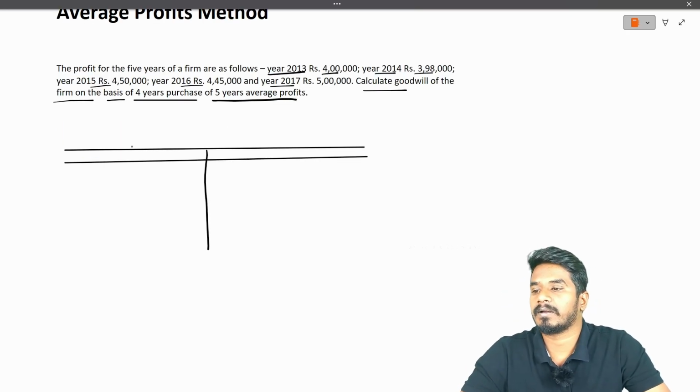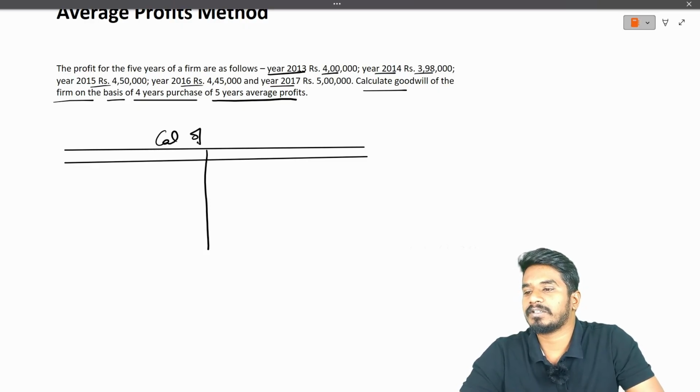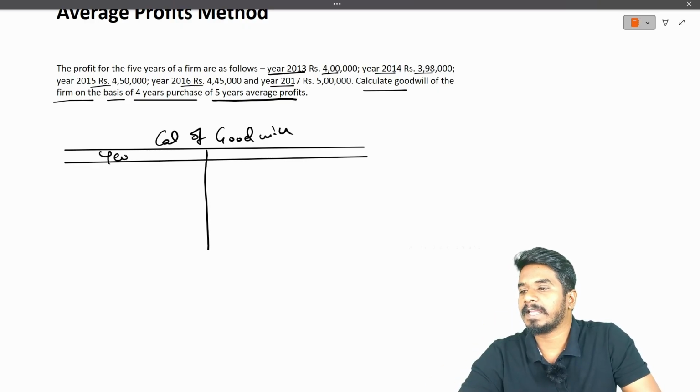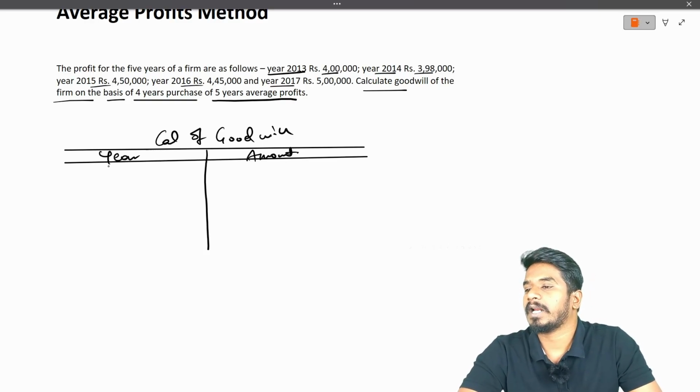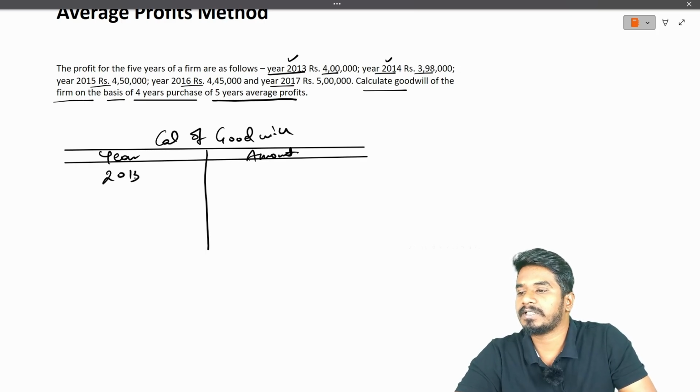So this is the column we use for the calculation of goodwill. Here we'll take the year and the amount, or you can write it as profits. What are the years they have given? Total 5 years, from 2013, 2014, 2015, 2016 and 2017.